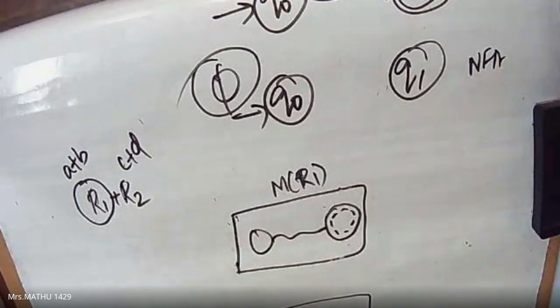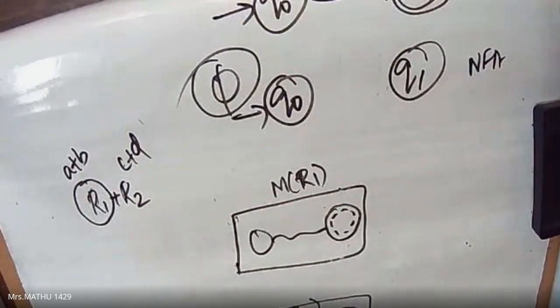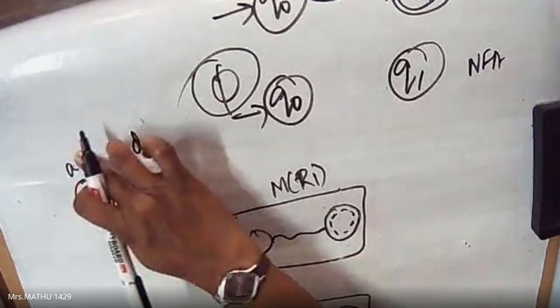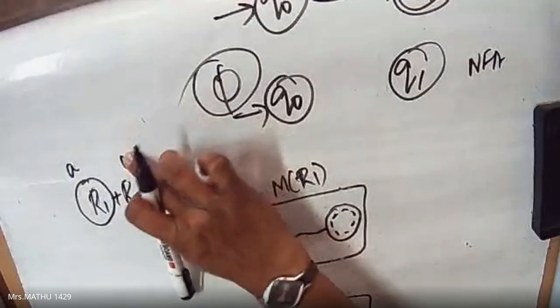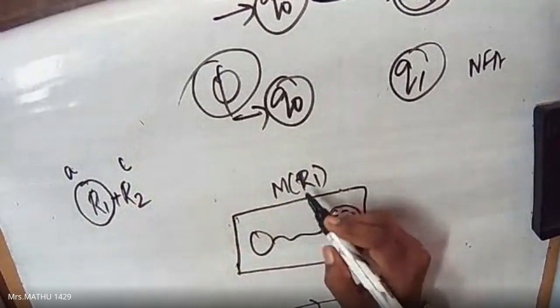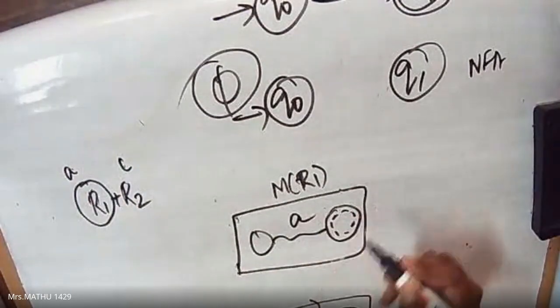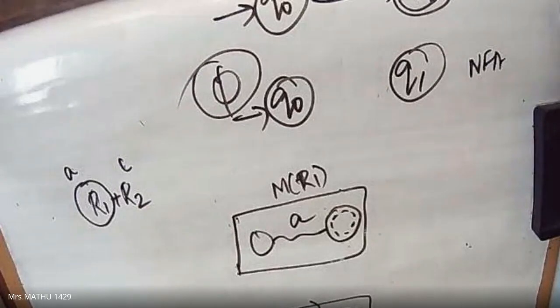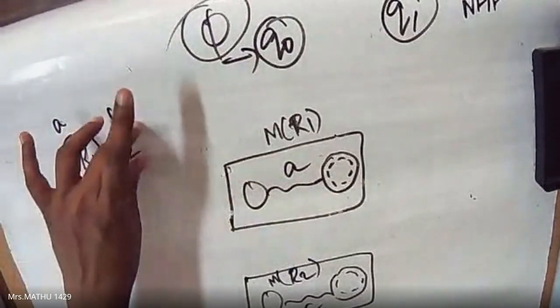And also we'll be having M of R2. So this can be anything. Even R1 can be a and R2 can be c simply. So how will you have it? You'll be having an a here and a c here. So these are two different NFAs drawn for the given regular expressions R1 and R2.